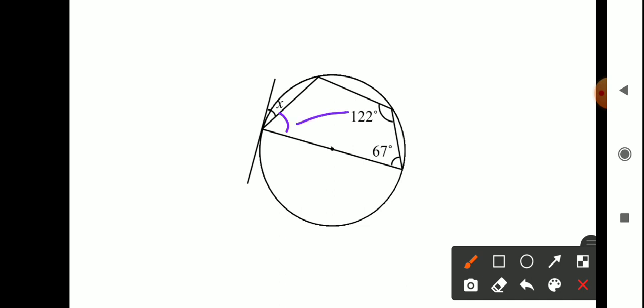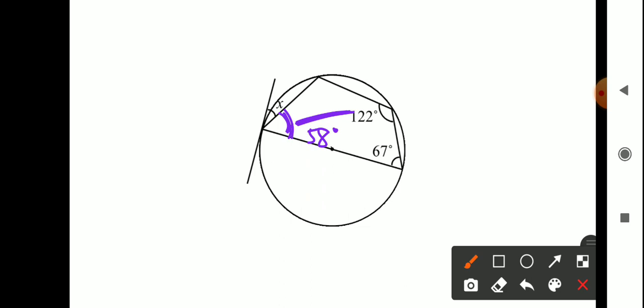Because it says angle in cyclic quadrilateral, the opposite angle, what do we call this? Vertices. Okay, 122 and this part, if you add them together, it will be equal to 180. So 180 minus 122, you will get this as 58. Okay.